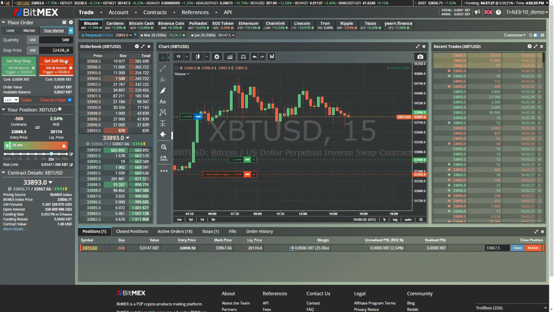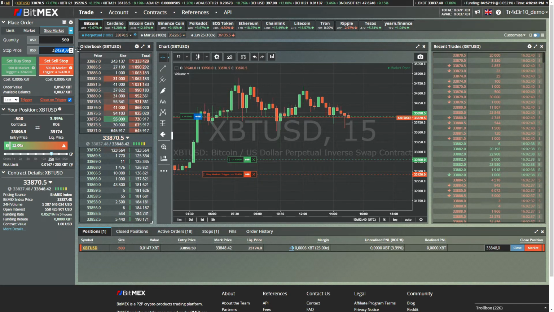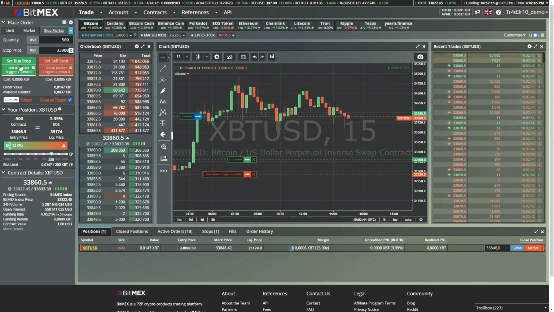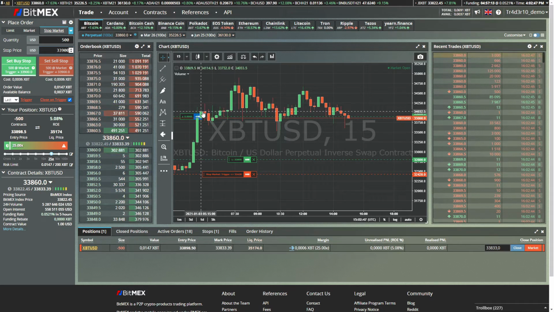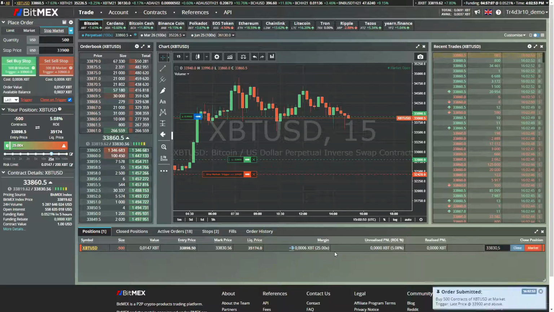So if price is going above where I'm getting filled, 33,900, close this short. That will be a buy to close a short. So it will be a buy stop. Buy.